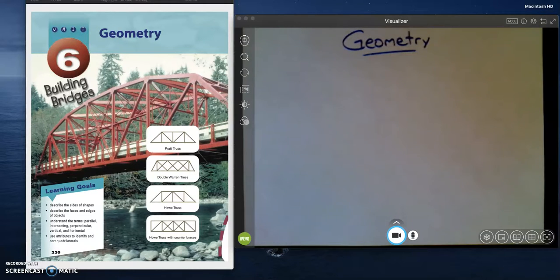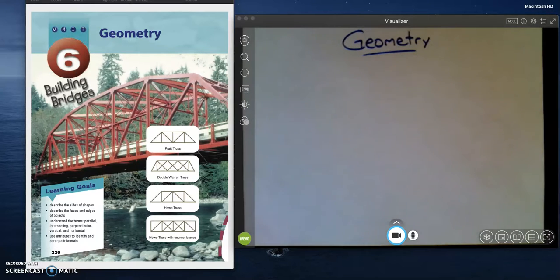We are done measurement now. That last little quiz you did would have been the last thing you have to do. So we're going to move over to Unit 6, which is geometry. Unfortunately, we're not in class to do a bunch of the hands-on stuff, but we'll make the most with what you have access to at home.